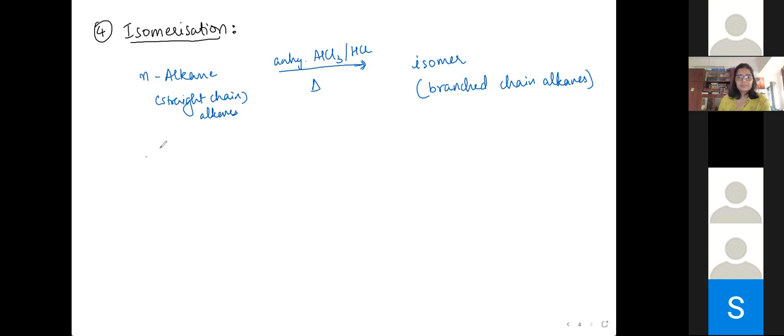Okay, so for example, if I take n-butane, this is what you need to remember. For isomerization, take HCl and anhydrous AlCl3. You end up getting isobutane.